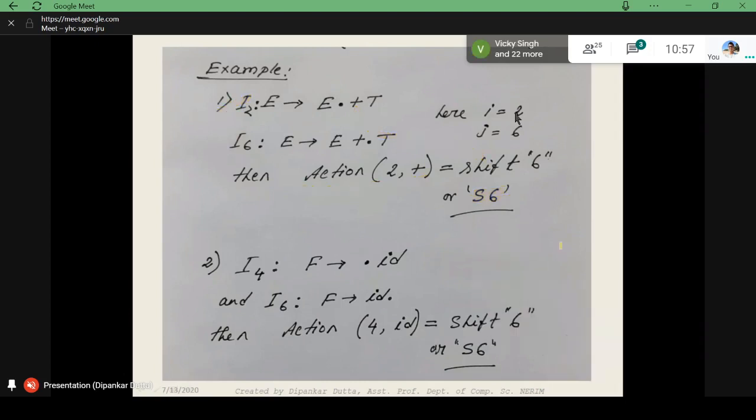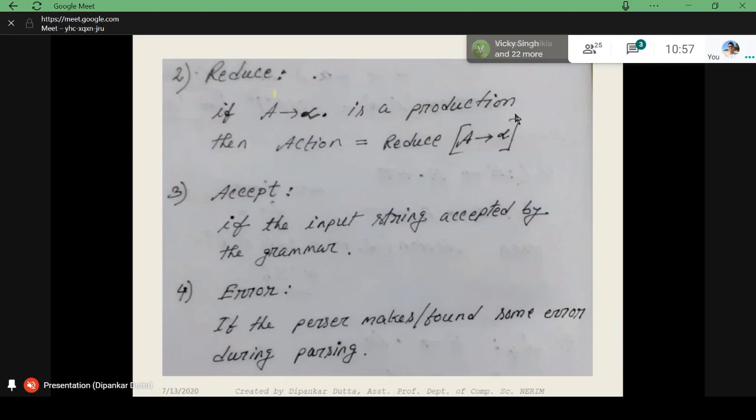So next come to the reduce. If A implies alpha dot, this is the second case, dot is the last symbol. That means dot followed by nothing. Then what will be the action? The action will be reduce, capital A implies alpha.